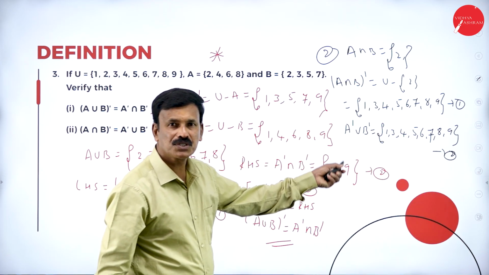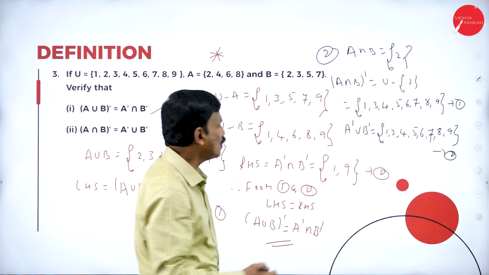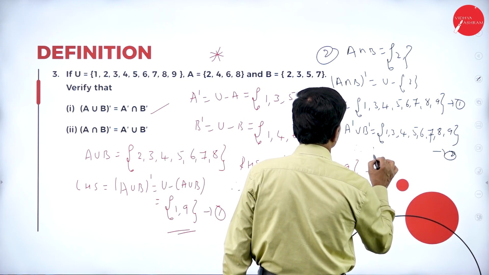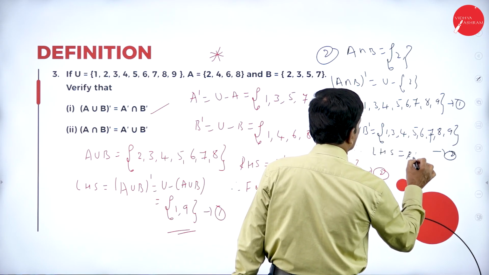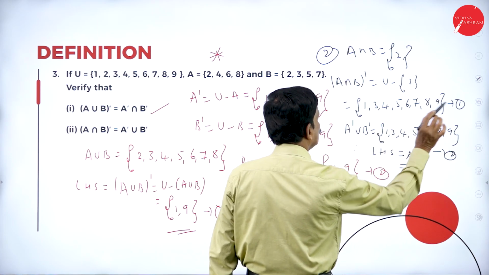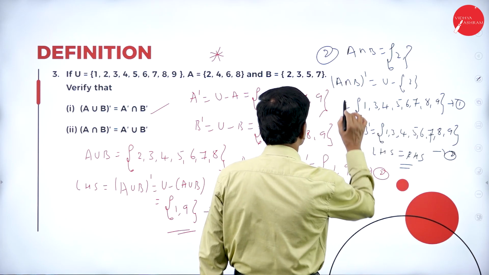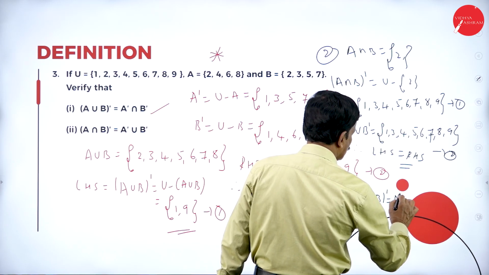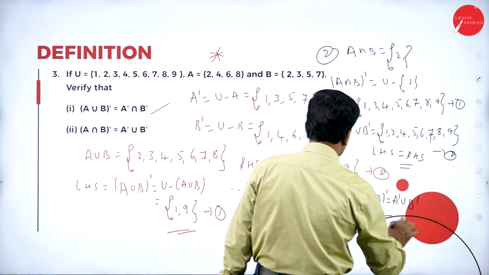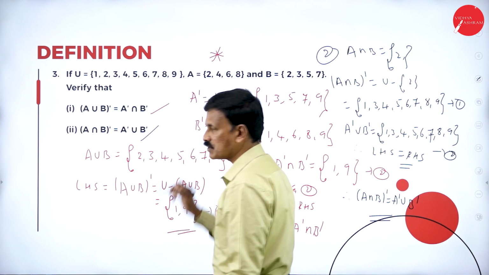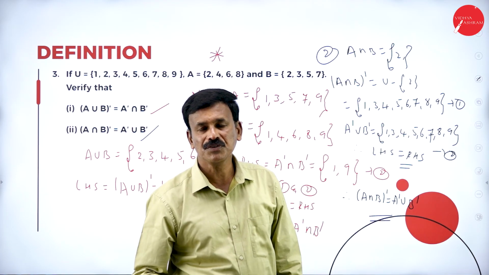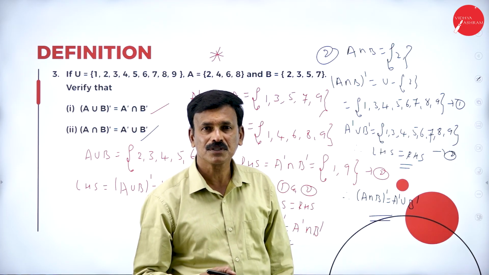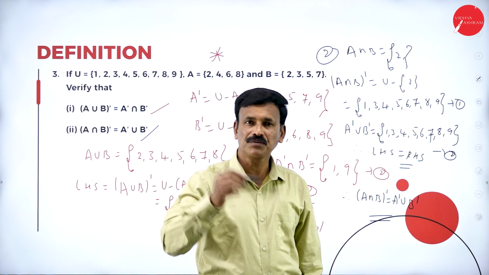Now what do you say from these two? From 1 and 2, LHS is equal to RHS. So what is the conclusion? The conclusion is (A intersection B) dash is equal to A dash union B dash. This is the second part. That's it. This is how we verify De Morgan's law. Very important concept from the point of view of examination.